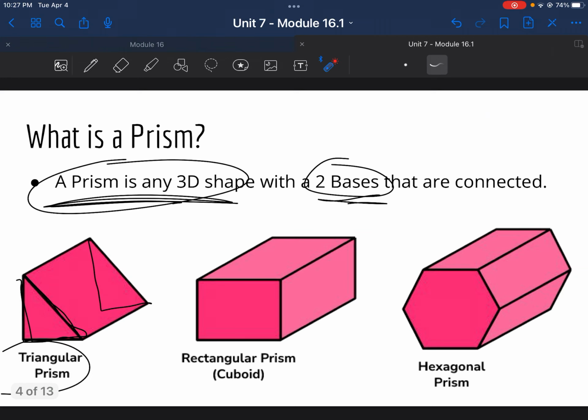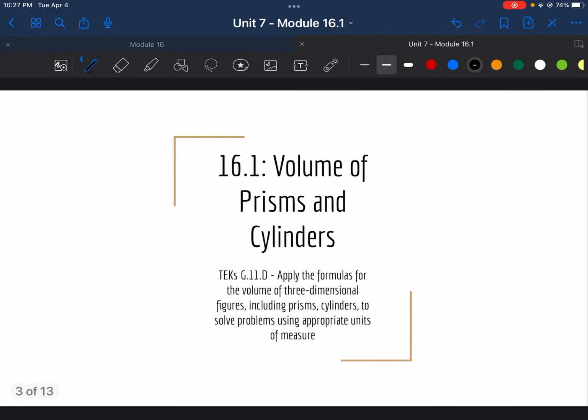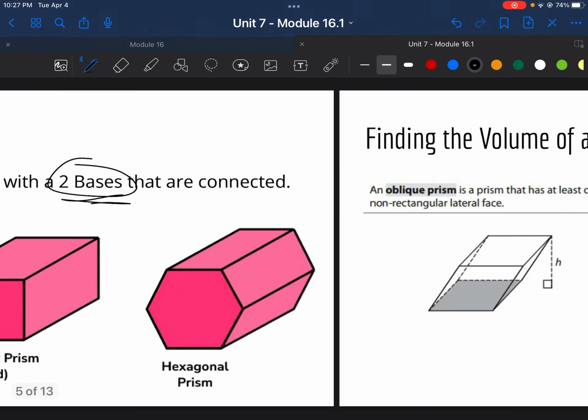I didn't have a slide for this, but a cylinder is just a prism with a base that's a circle. So basically it's going to be a circle and a line that's connected through it. So think of a Coke can. That's a cylinder.